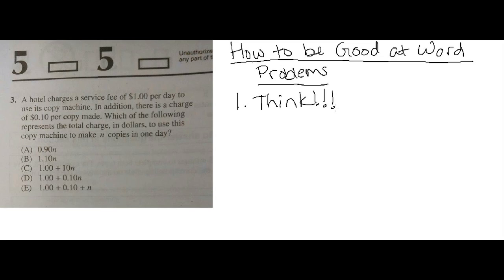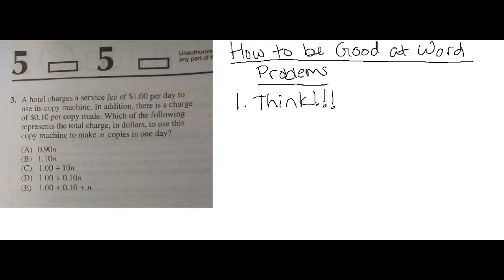Basically in this case, the $1 is constant, and then the 10 cents is going to be multiplied by the number of copies you make. So if you make 10 copies, then your cost would be the 10 cents times the 10 copies. So that would be $1, and then you have your dollar per day fee. If you do 20 copies, then you would do 20 times 0.1, for the 10 cents, and you'd get $2 plus the dollar per day.